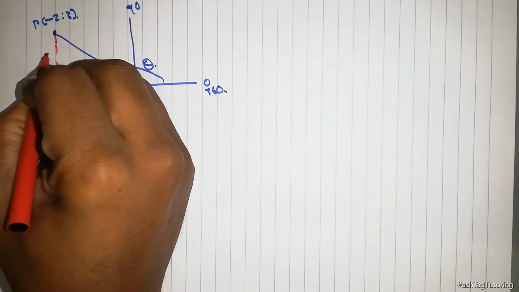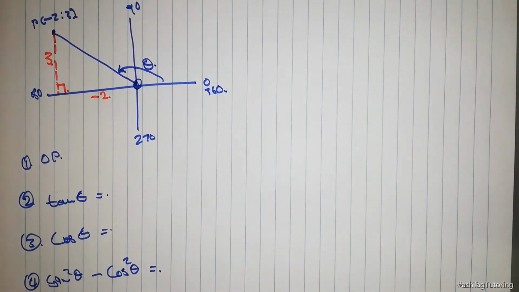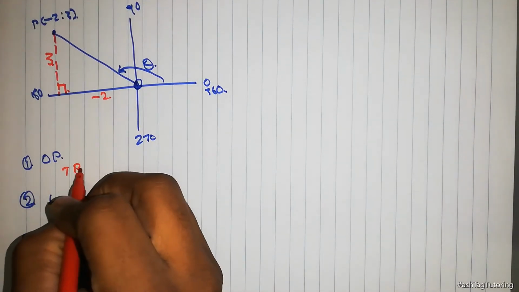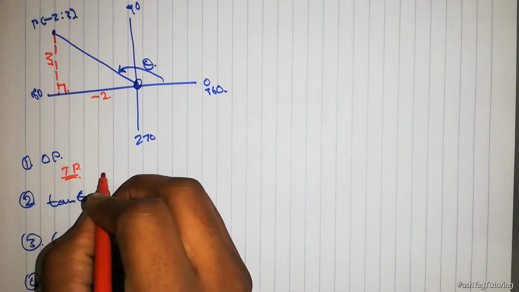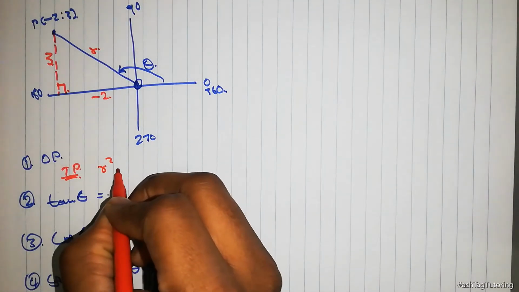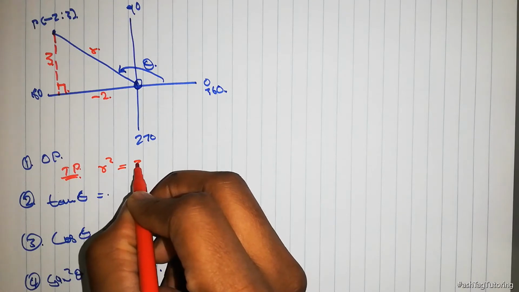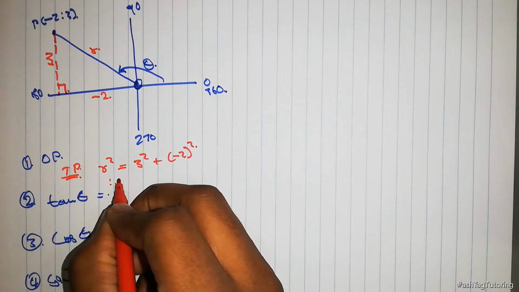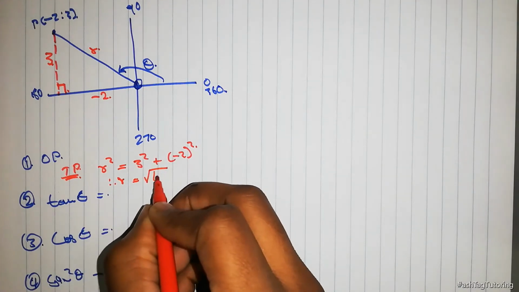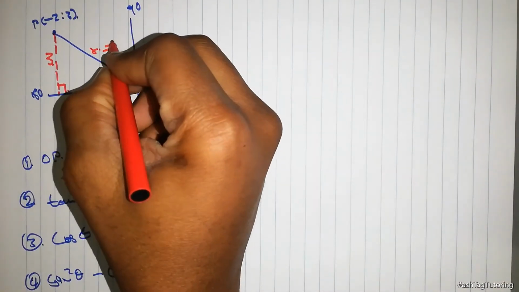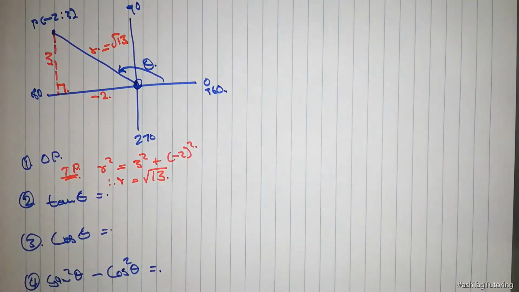For the first question, let's define this triangle as a right-angled triangle. That means your x is -2 and your y is +3. To determine the value of OP, we apply the theorem of Pythagoras. The hypotenuse r squared is equal to 3 squared plus (-2) squared. If you do your maths, you find that r is equal to root 13.